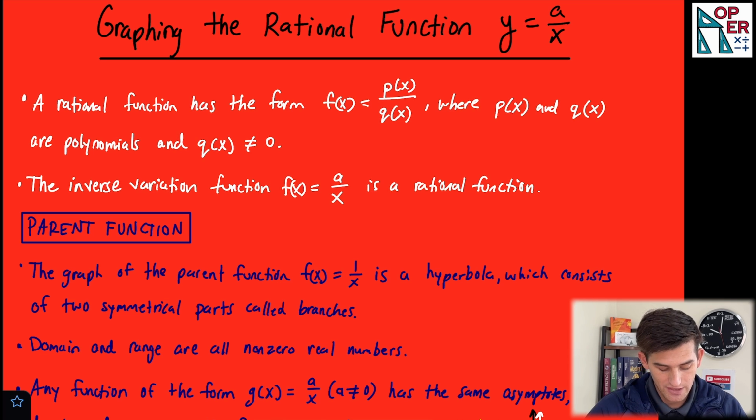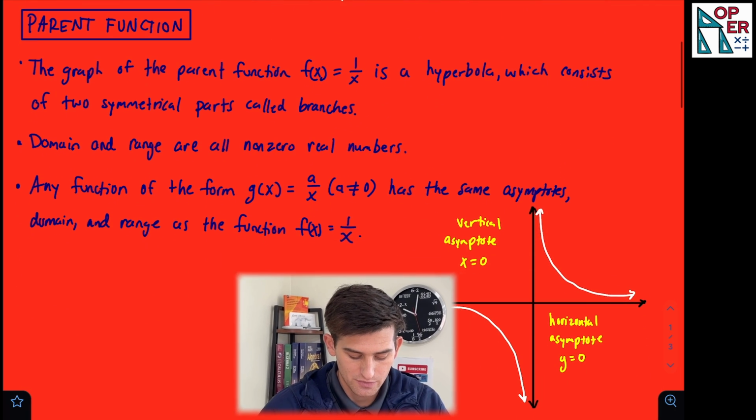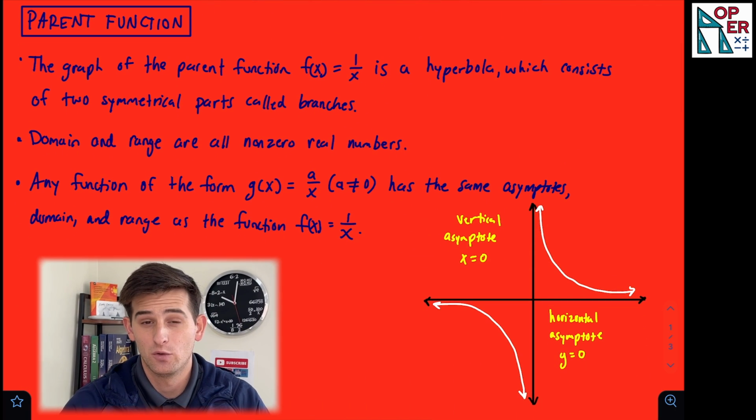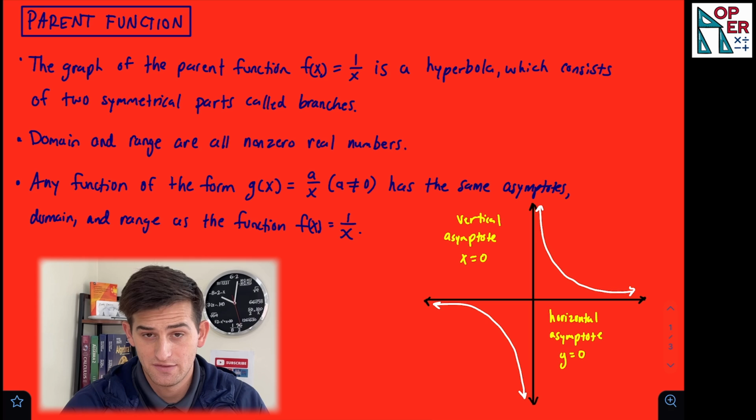So the inverse variation function that we've talked about in a couple previous videos is f of x equals a over x, and this is considered a rational function. So as always, when we're talking about functions, we always want to keep in the forefront of our mind the parent function. Because with all these functions, linear functions, quadratics, cubics, all these different types of functions that we talk about in math, all of the functions that we see, they're either the parent function or they're a translation or a transformation of the parent function. So knowing the parent function is key.